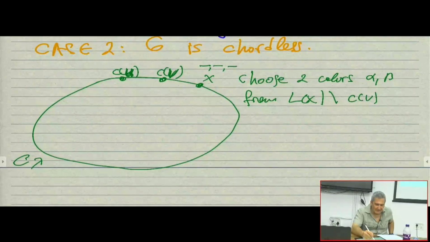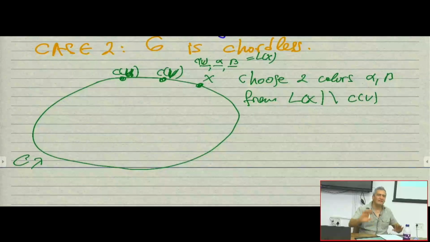This is LX. At least three colors. Every vertex on the outer cycle has at least three. And two of them will be different from CV. So maybe I have here the color CV, then I will have here alpha and beta. Okay? Do you follow now? Is it okay?